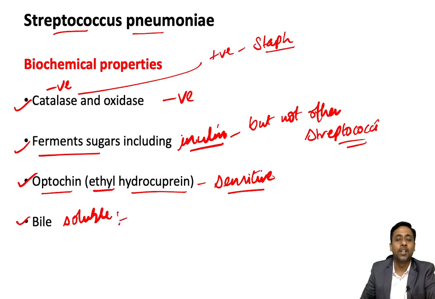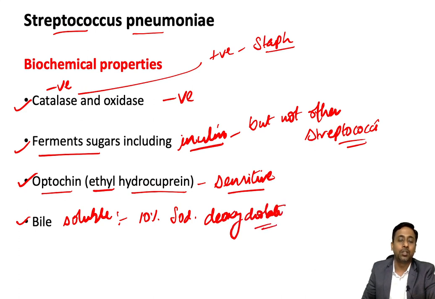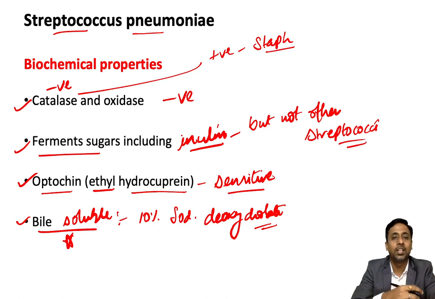So if you add a suspension of Streptococcus pneumoniae into 10% sodium deoxycholate, it will dissolve, it will become clear. That indicates it is bile soluble. So bile solubility is again a characteristic feature of Streptococcus pneumoniae. So bile solubility, optochin sensitivity, ferments sugars including inulin, and catalase and oxidase negative. So these are the characteristics.